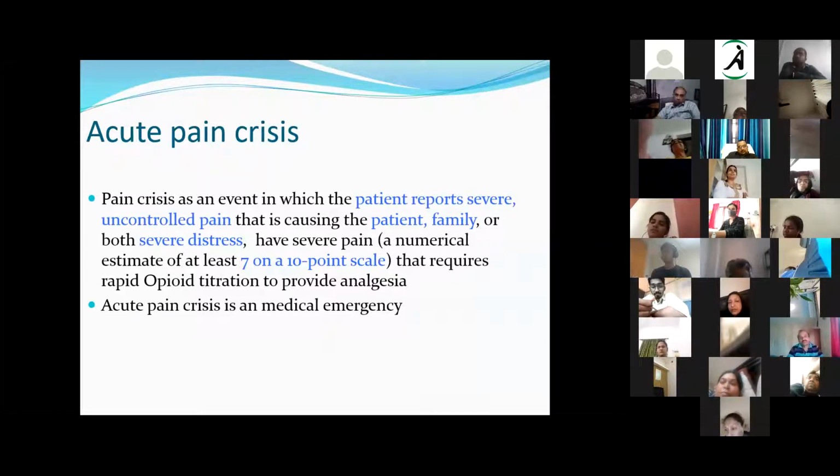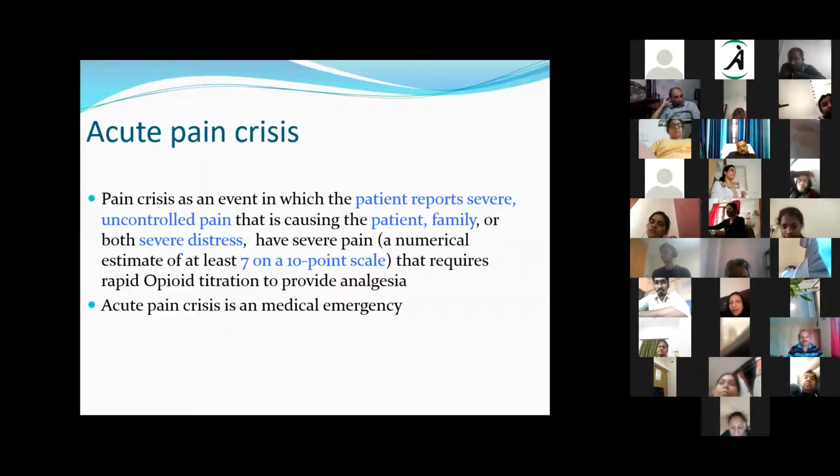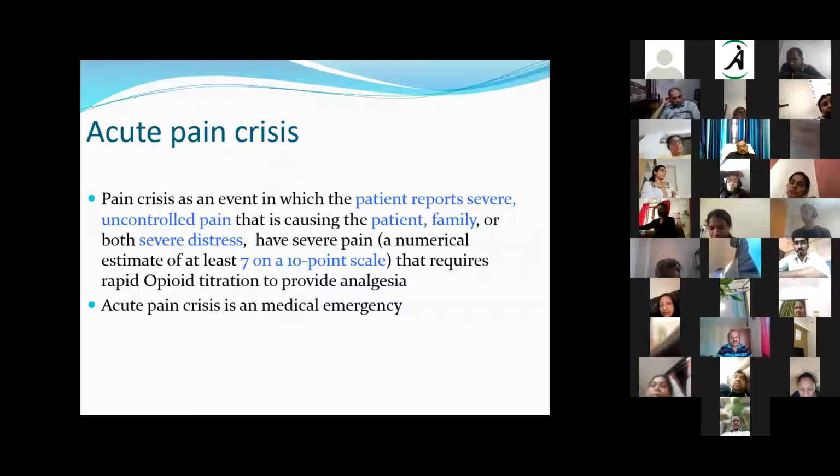I'm sure you might have had classes earlier on pain, but acute pain crisis is a very real crisis in the palliative care setting. So any patient who reports, or the family member reports, or you feel the patient's pain score is more than 7 on the numerical rating scale, this patient is having an acute pain crisis and should be attended to promptly at any point of time or any place in the hospital, may it be OPD or emergency. So it is very important to attend to this pain.